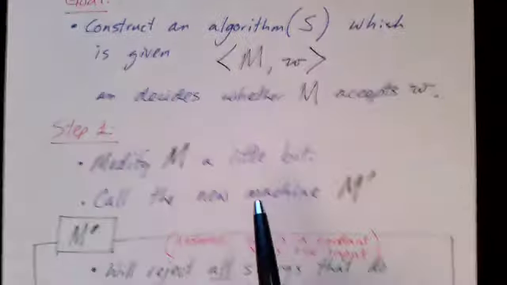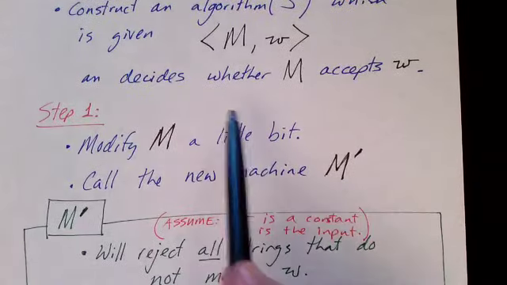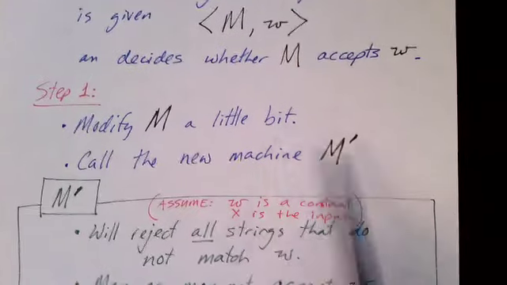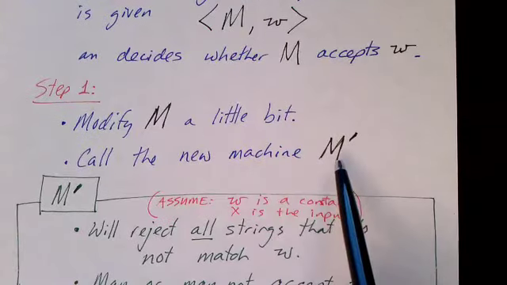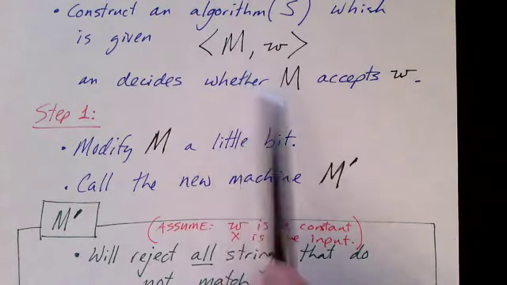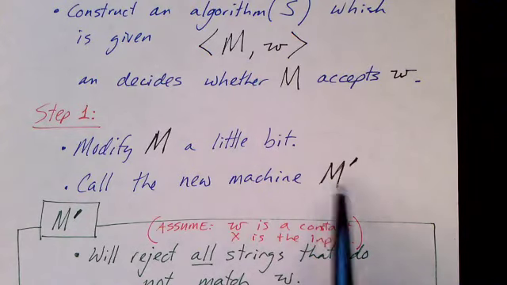So the algorithm has two steps. The first step is to take the Turing machine M and modify it a little bit. We'll call the modified machine M prime. Keep in mind that we're not going to run this Turing machine M or M prime. These are descriptions of Turing machines.